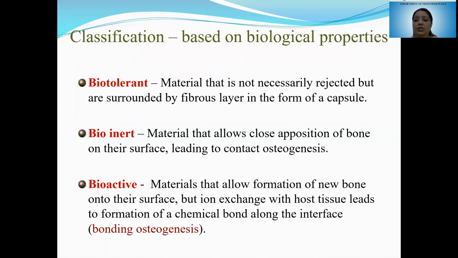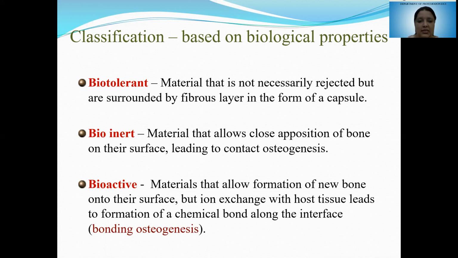Based on the biological properties of these materials, they can be classified as biotolerant, bioinert, and bioactive. Biotolerant materials are those materials which are just tolerated by our body. They're not rejected. A fibrous capsule forms around this material and they are held in place, but they do not actively promote bone formation, or they do not necessarily allow bone formation.